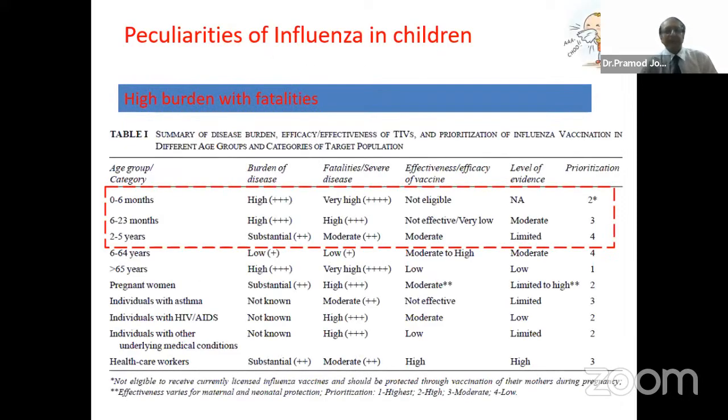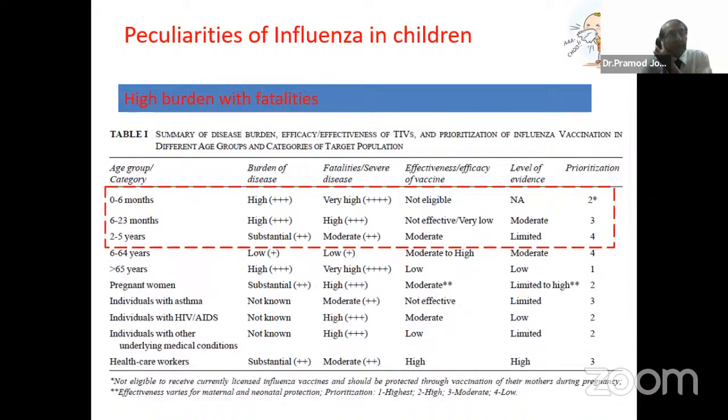Just remember that the transmissibility of influenza is very high in the earlier age. So the burden of disease is very high. The fatality is also very high in the earlier age. However, later on, the fatality goes down.